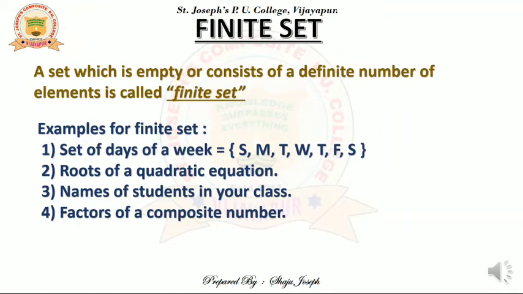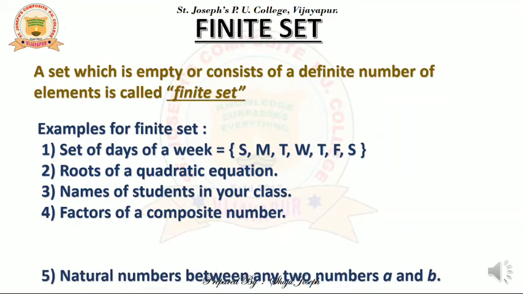Even if the number is a very big number, maybe crores or bigger than crores or tens of crores, that number will have a definite number of factors. Yes, there will be a lot of factors, but the number of factors will be definite. So since the number of factors is definite, it is called a finite set.